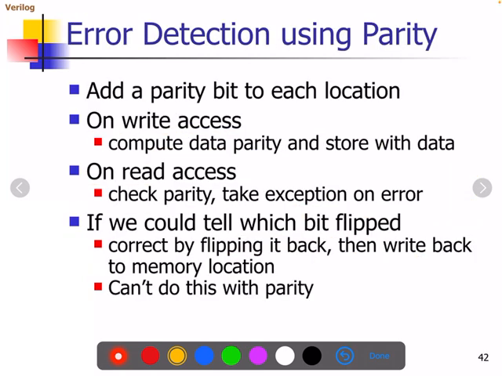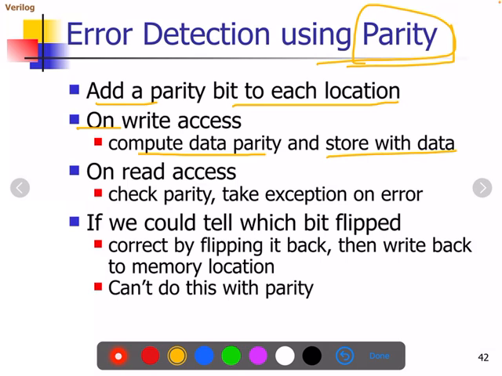So how do we detect these errors? By using parity. Parity is nothing but adding a certain bit to the data in order to check whether the data is proper or not. So add a parity bit to each of the locations in the memory. While writing, compute the data parity and store it with the data. Data parity has to be taken into consideration while writing the data into the memory. Then we will store the data.